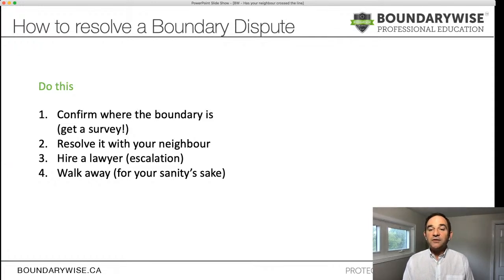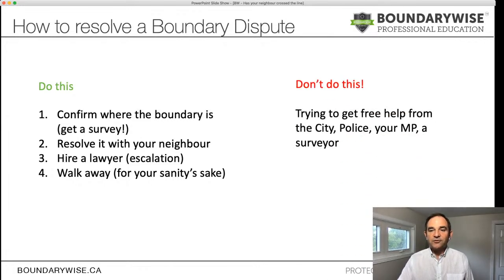But here's what you don't do. You do not try to get free help from the city. They don't care. From the police, it's not a boundary issue, it's not a criminal matter. Your MP, well, unless you made a sizable contribution to their election fund, I don't know. Or a surveyor. Free advice, you get exactly what you pay for. Absolutely nothing. The city, for the most part, considers boundary issues civil matters. It's up to you to resolve. The only time they may get involved is they certainly will get involved if it's a dispute over city property. But if it's neighbor to neighbor, the majority of municipalities simply say, this is a civil matter, you deal with it.